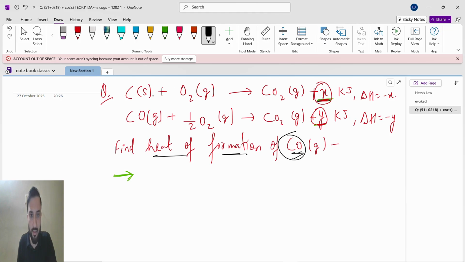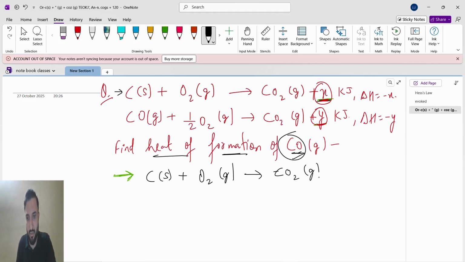You can see in the first reaction we don't have any carbon monoxide. So the first reaction I will write as it is. For the first reaction, delta H will remain as it is, minus X.